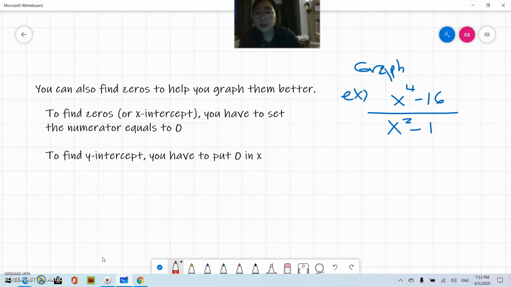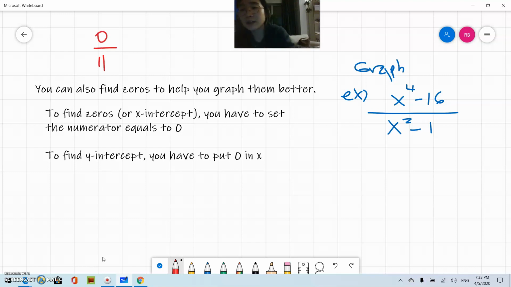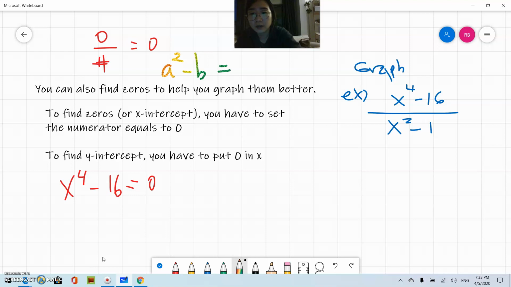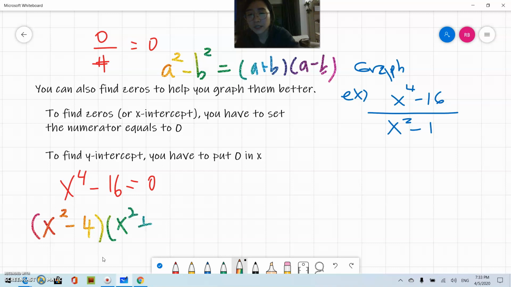To find the x-intercept, you set the numerator equal to 0, because 0 divided by any number is always 0. So we are using that idea. So x to the 4th power minus 16 equals 0 to find the x-intercept. I know that this is a squared minus b squared. I told you to remember this factoring always: it's a plus b times a minus b. So then this one is x squared minus 4 times x squared plus 4.